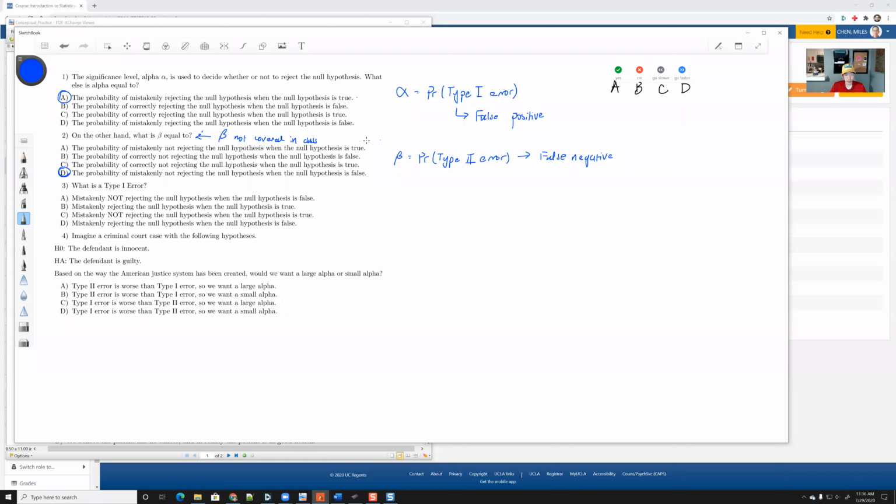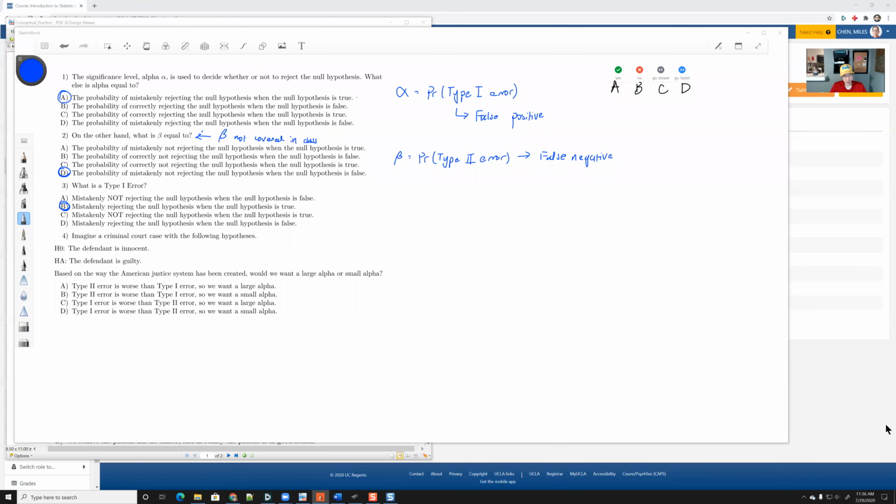What is a type 1 error? This is almost the exact same question as question 1. It is that we are making a false positive, so that's mistakenly rejecting the null, and it's a mistake because we rejected the null when we shouldn't reject it, meaning that the null hypothesis is true. So B is mistakenly rejecting the null when the null hypothesis is true. So we don't want to do that.